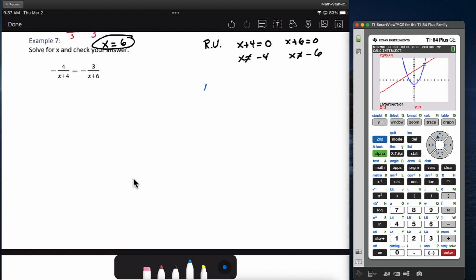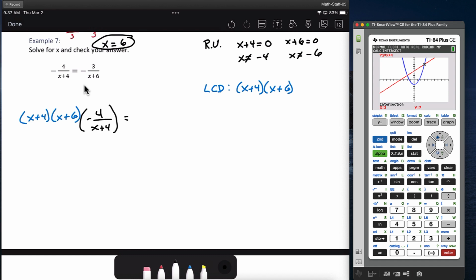Next, we'll locate our LCD. Our LCD is x plus 4 times x plus 6. And next, we multiply every term in the original equation by the LCD. So x plus 4 times x plus 6, we're going to multiply by the left side. Then we'll take our LCD, x plus 4 times x plus 6, and multiply by the right side.